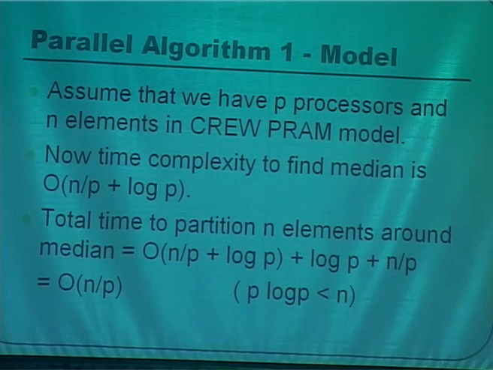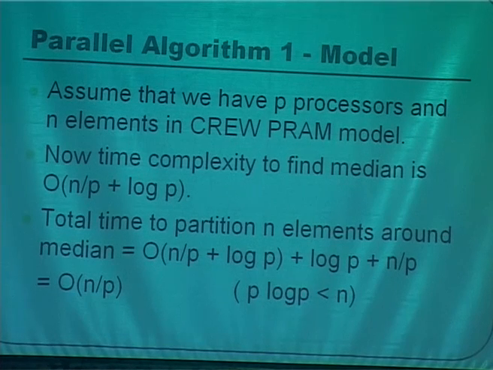Now the total time to partition n elements around the median is equal to first finding the median, and then partitioning, which is done by comparing n by p elements per processor. Each processor will compare its n by p elements to the median, and it will know how many lesser or greater elements it has. Then we do a linear summation of how many lesser elements there are, so each processor can find its index in the partitioned array.